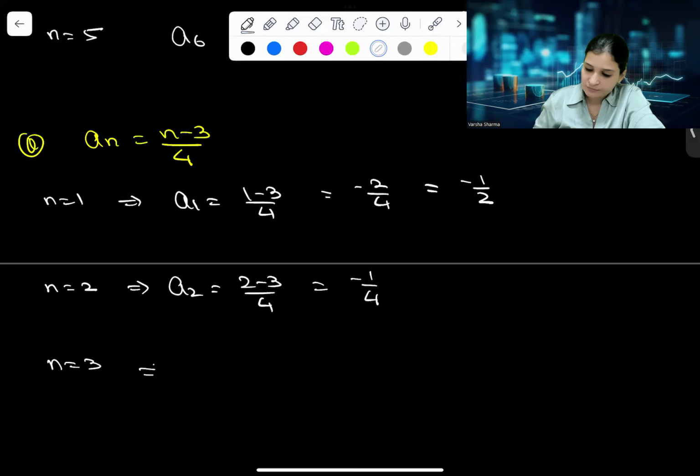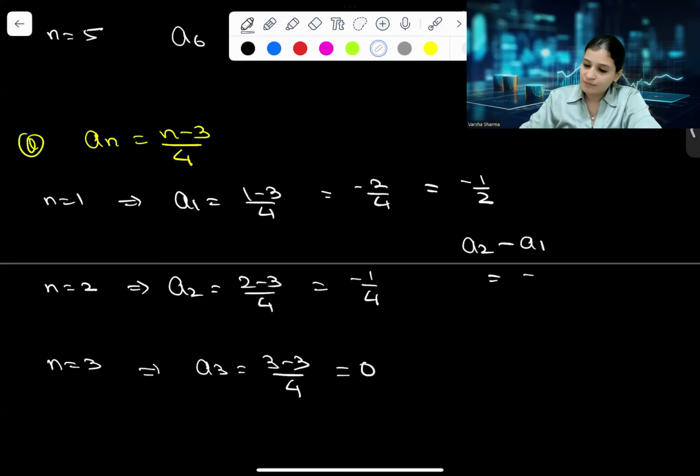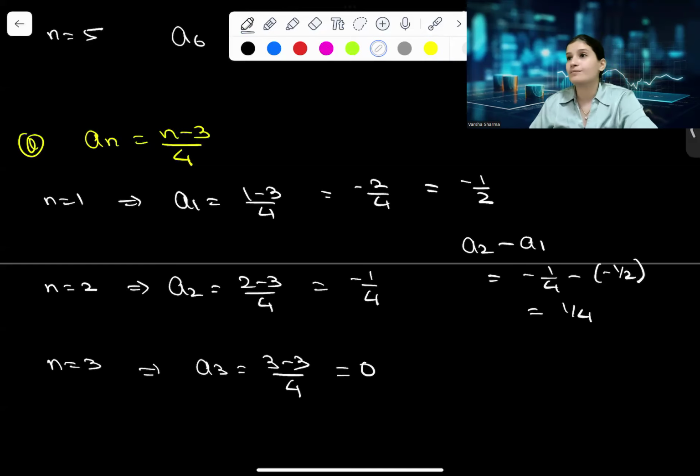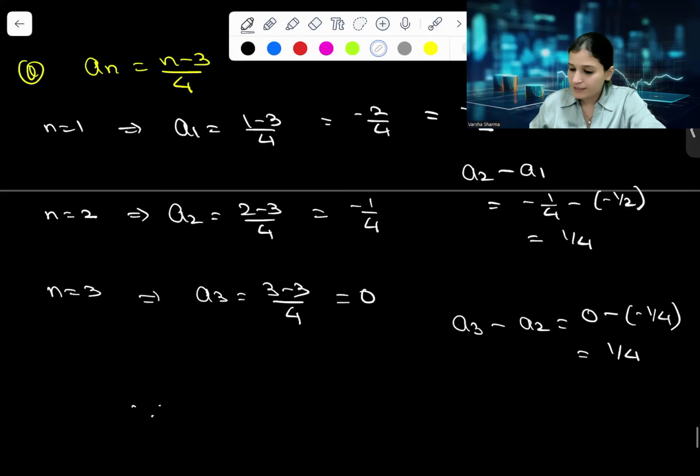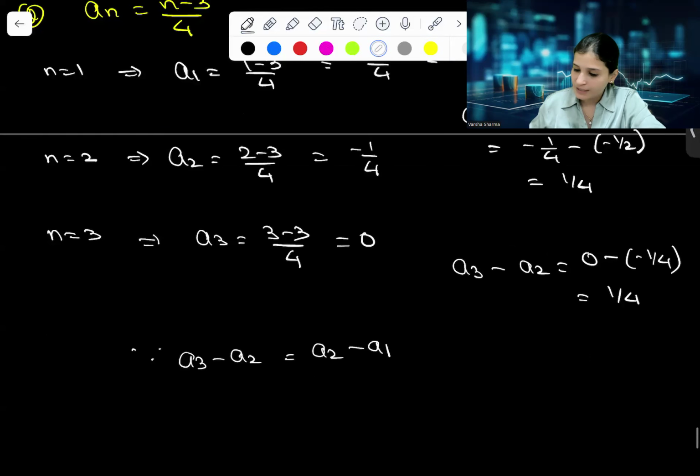N equal 3: 3 minus 3 by 4, that is 0. So, second term minus first term: minus 1 by 4 minus of minus 1 by 2. Answer is plus 1 by 4. Then third term minus second term: 0 minus of minus 1 by 4, that is plus 1 by 4. Same. So, since A3 minus A2 is the same as A2 minus A1, it is an AP. Till here, any doubt? Is it okay?